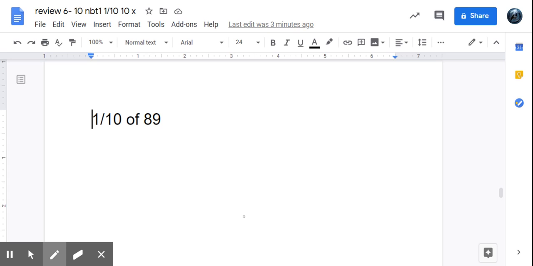So today what we are going to do is just review basics of 1/10 and 10 times and see how it affects the values of a number. 1/10 of 89. Remember, of means times. 1/10 is going to make it smaller, and you look at how many zeros to see how far the decimal is going to move.